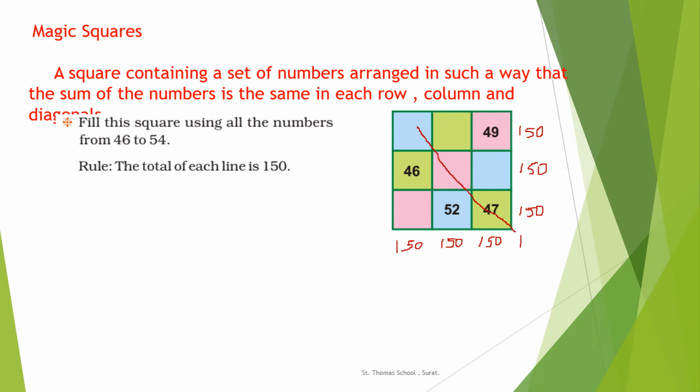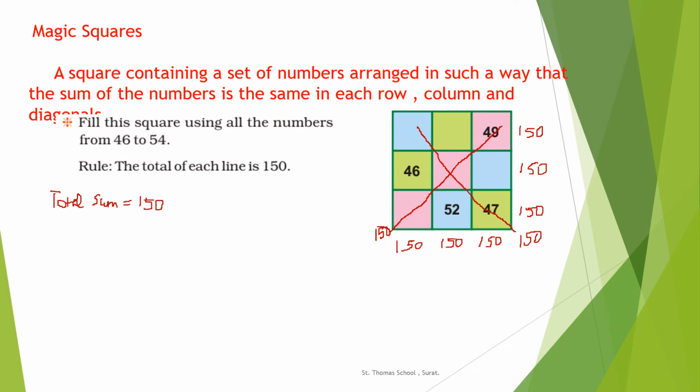This is the diagonal. Here also the total should be 150, and here also the diagonal, the total should be 150. So, understood with the rules? I hope it is clear to you. Now let us find out the numbers in between of these boxes. So how would you find out?